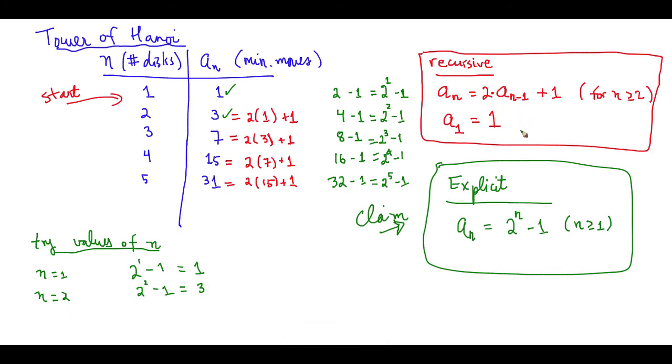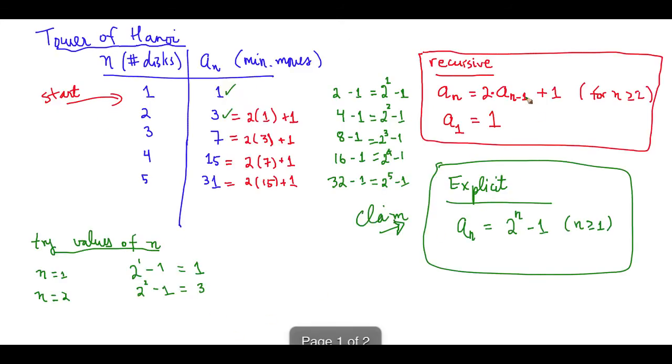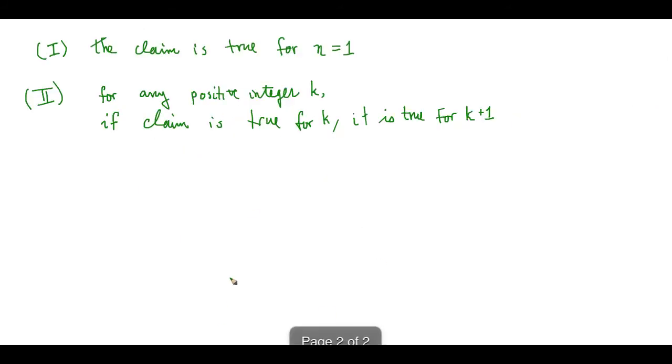So saying that the claim is true for 1 is really saying that a sub 1 equals 1. And saying that for any positive number k, if the claim is true for k, it is true for k plus 1, that just really means if it's true for the previous term, then it must also be true for the current term, in this case, the number of disks. Okay? So let's prove the two parts.